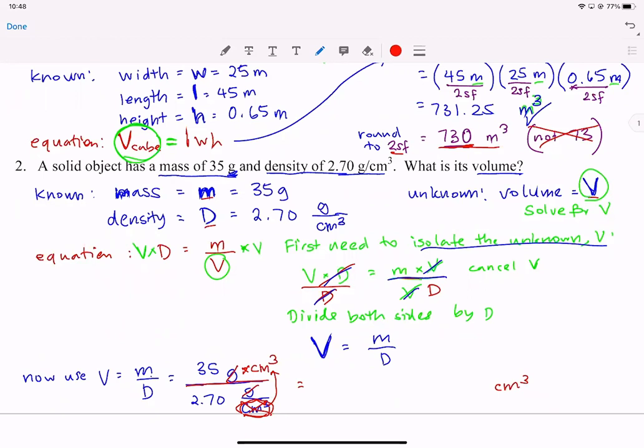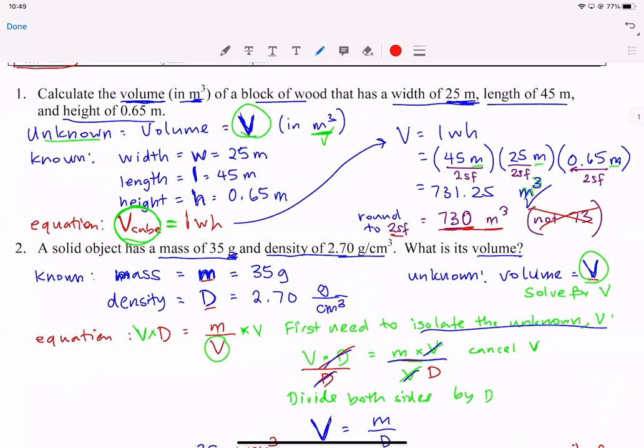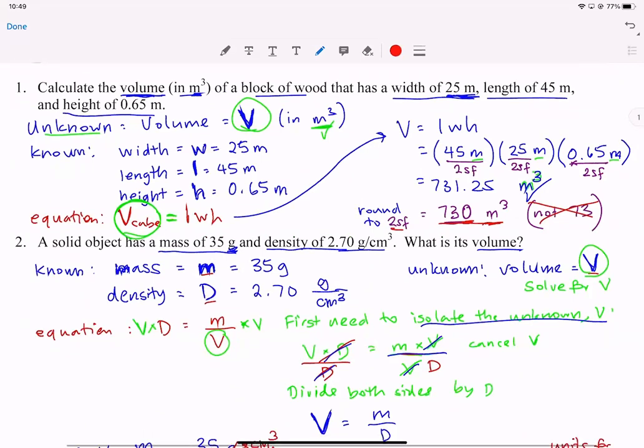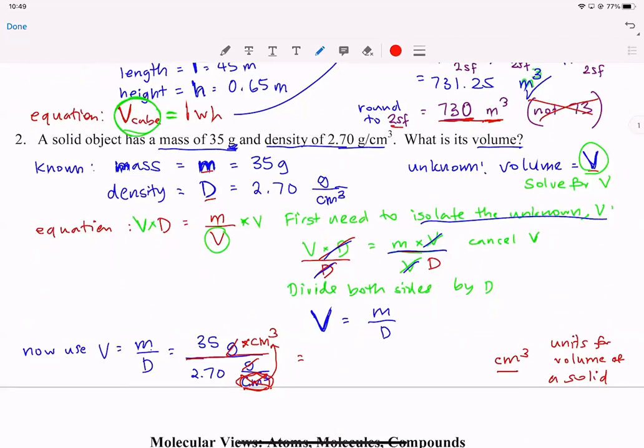Now check, does that make sense? Yes, that makes sense because centimeters cubed are the units for the volume of a solid. Just as these units above, the volume of this block of wood, solid wood, is meters cubed. Well, the units for the volume of a solid object is centimeters cubed. So that's like meters cubed, except with the metric prefix centi in front of it. Okay, so once the units check out, they're units for volume, you can go to the calculator.